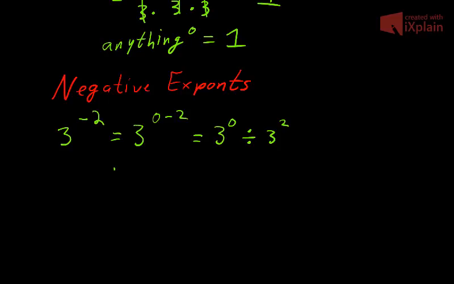And that gives me 1 divided by 3 squared, or 3 to the negative 2 equals 1 over 3 squared. And this right here is a very, very important point.